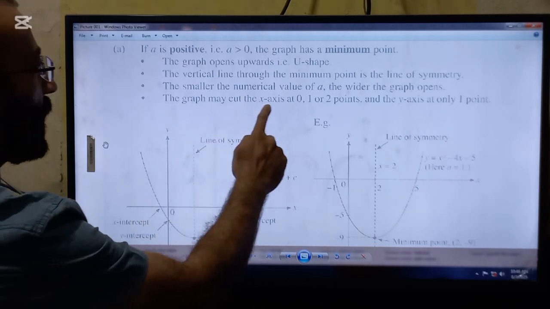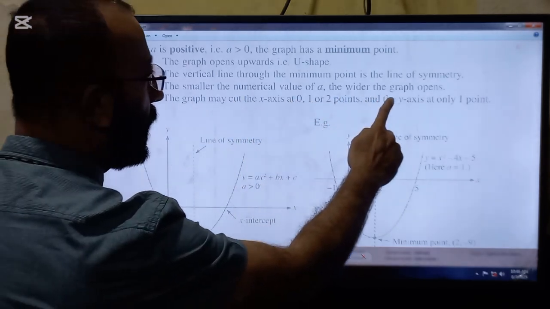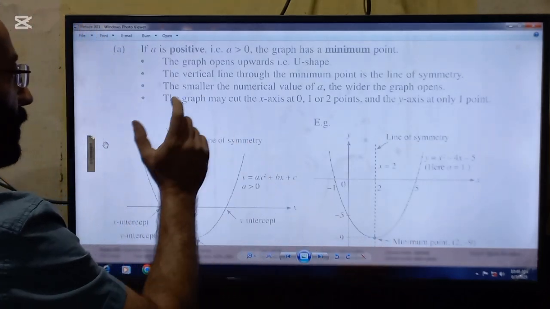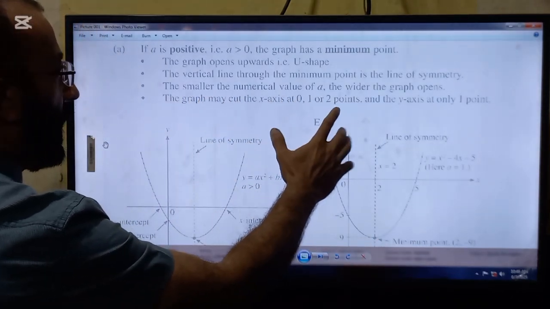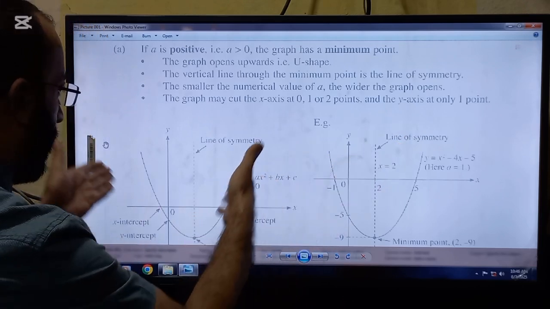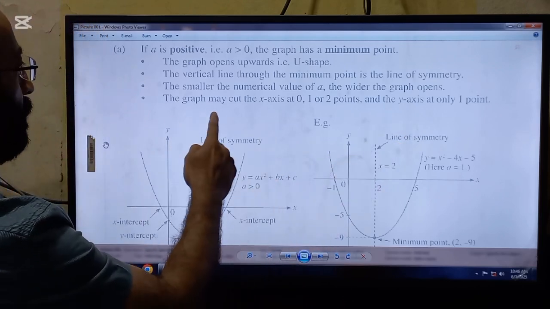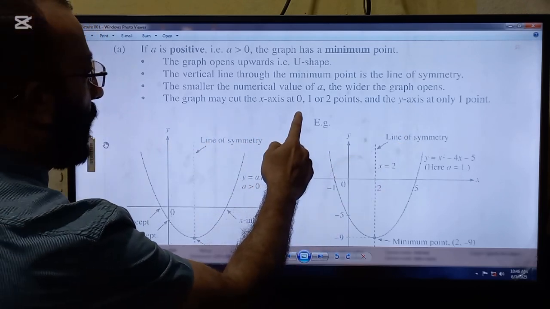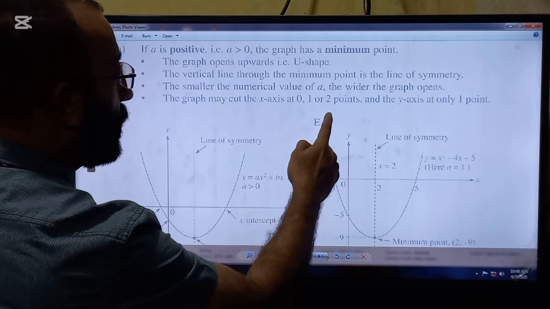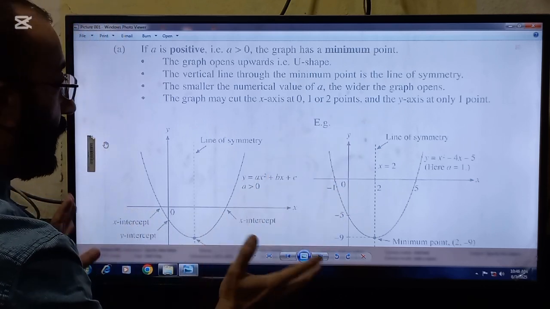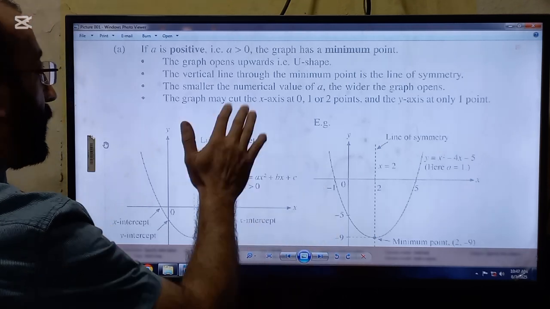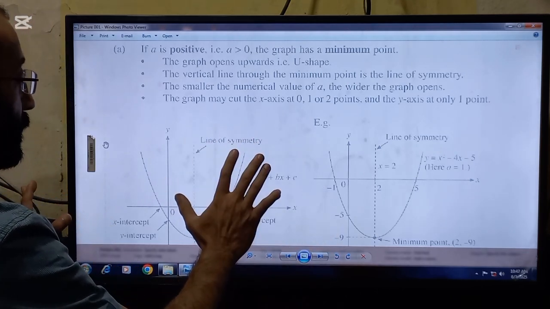The smaller the numerical value of a, the wider the graph opens. So very important. The smaller the numerical value of a, the wider the graph will open, like this. The graph may cut the x-axis at 0, 1 or 2 points. This is the condition depending on the equation of the curve.